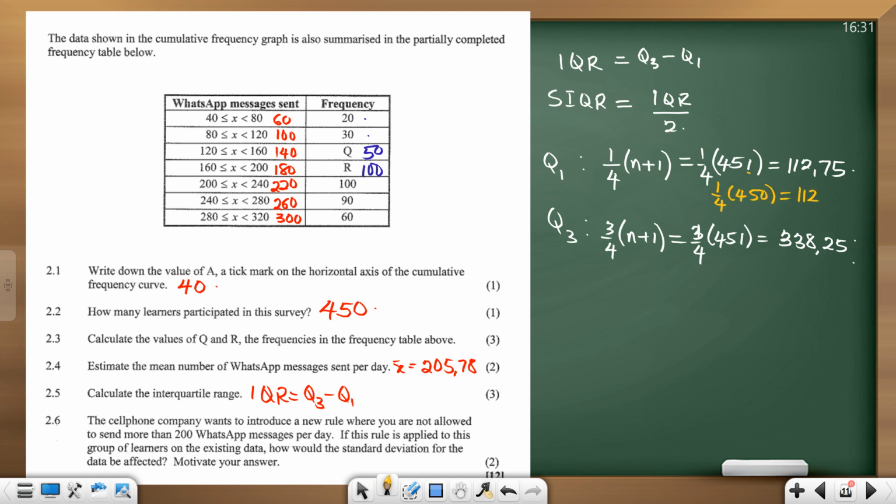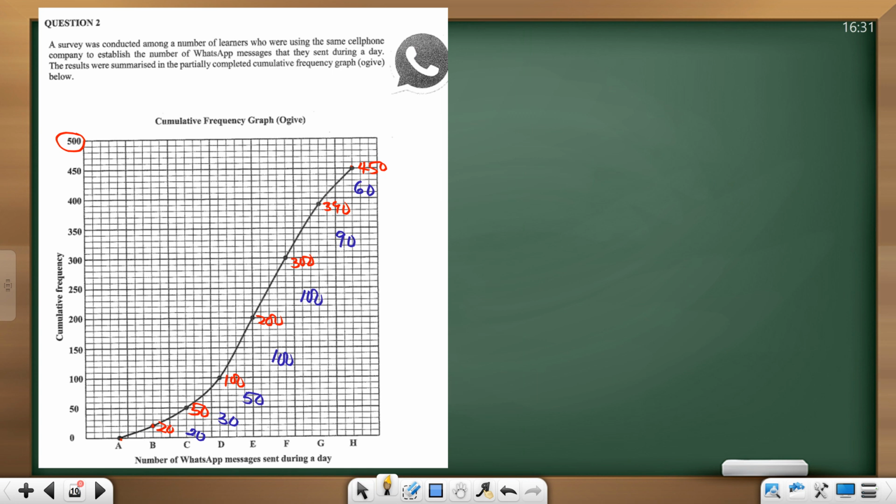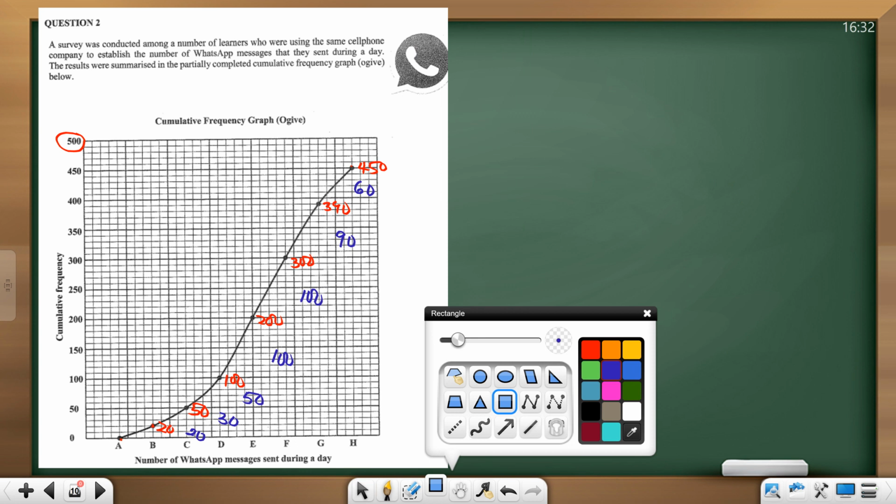It will give you 112. If you ignore that, it will give you what? 3. But these are not your values. These are positions. We need to go back to the graph and look for what? Those values. Can we go back to the graph together quickly? 112 and what? 3. All right. 112. Where would that be?